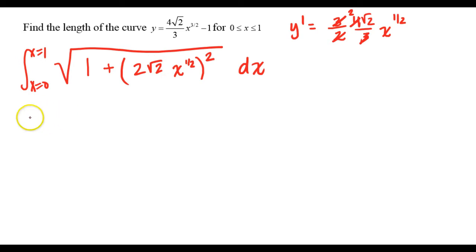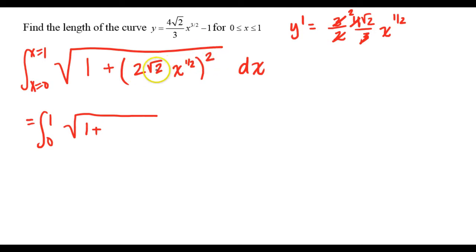So this is the integral that we're trying to solve. So we have the integral from 0 to 1 of the square root of 1 plus. Now this is all multiplication here. So this exponent does distribute over multiplication. So 2 squared is 4.